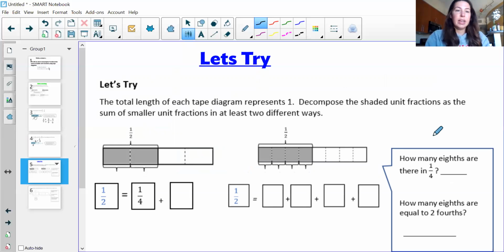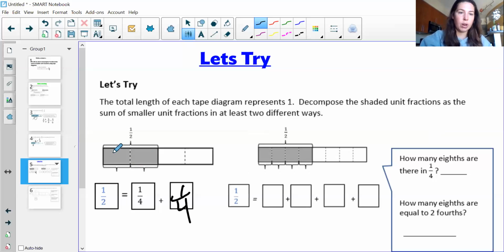Okay, it says the total length of each tape diagram represents 1 whole. Decompose the shaded unit fractions as the sum of smaller unit fractions in at least 2 different ways. So we already saw an example of this. So 1/2, they did the first one for us. They split it into 2 equal pieces, each half. So that gives you fourths. So that's 1/2 is equal to 1/4 plus 1/4.